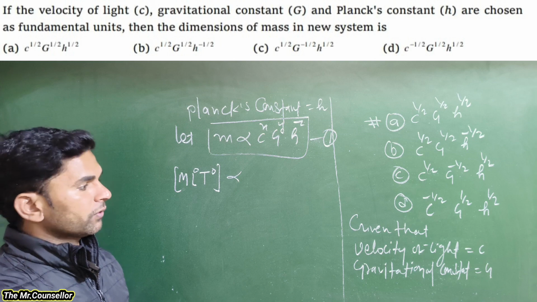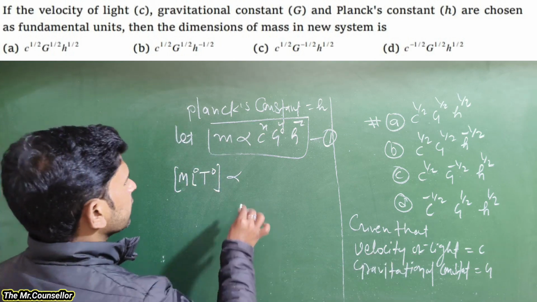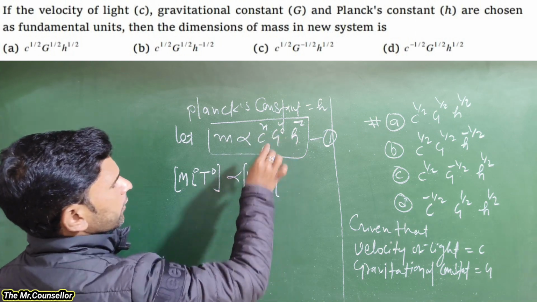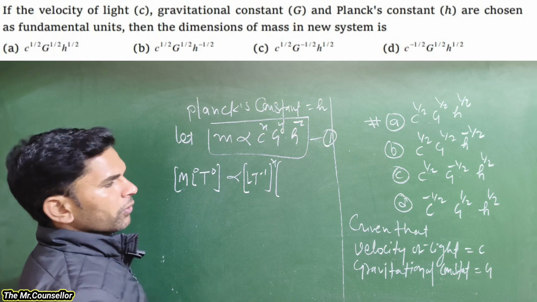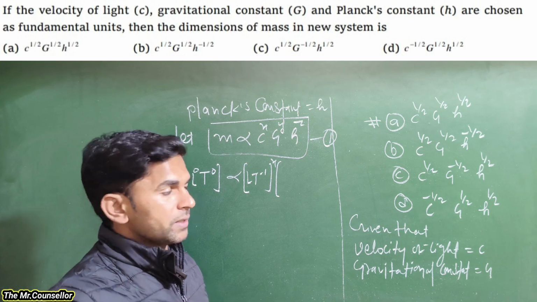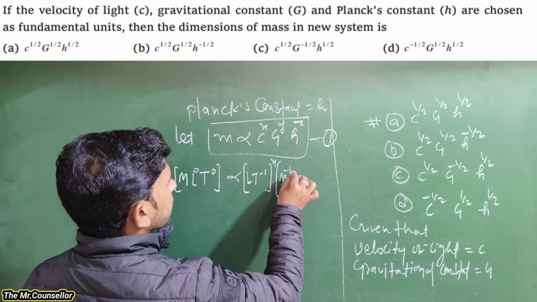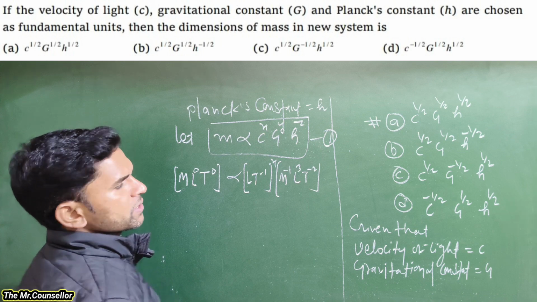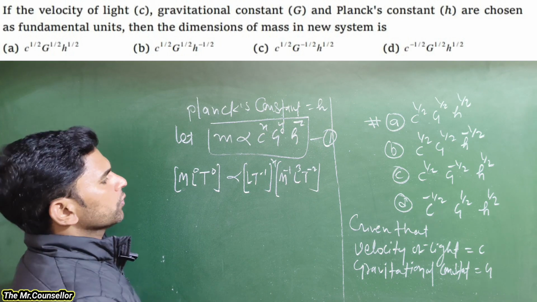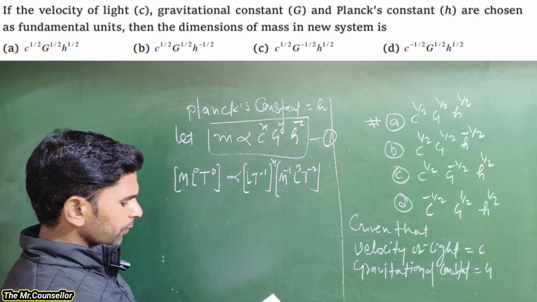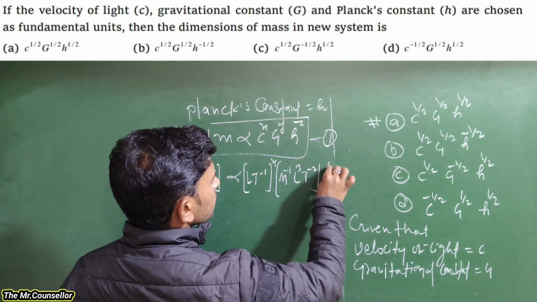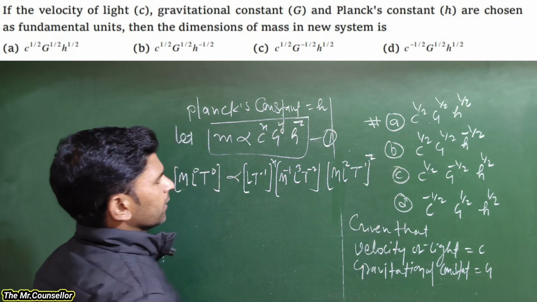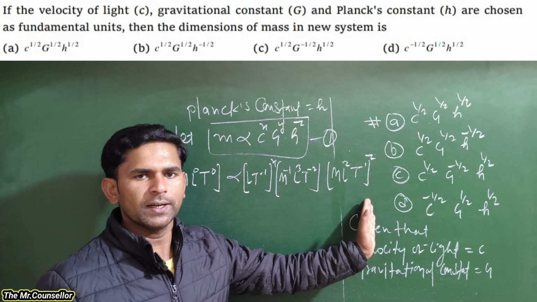C is the velocity of light, so its dimensional formula is LT minus 1, power x. G is the gravitational constant, so its dimensional formula is M minus 1 L cube T minus 2, power y. And h power z, h is Planck's constant, so its dimensional formula is ML square T minus 1, power z. This is your first duty, to write like this.